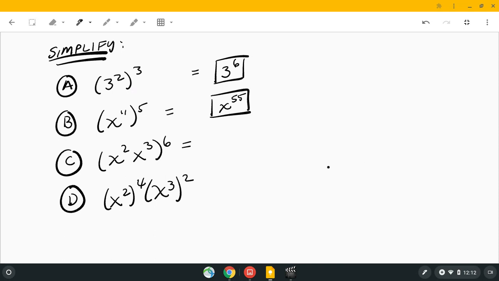Here with this one, I'm going to go ahead and simplify inside first. Since I have like bases, I'm going to add the exponents, and I will get x to the fifth on the inside. Then now I can use my power rule and multiply the exponents, and I will get x to the 30.